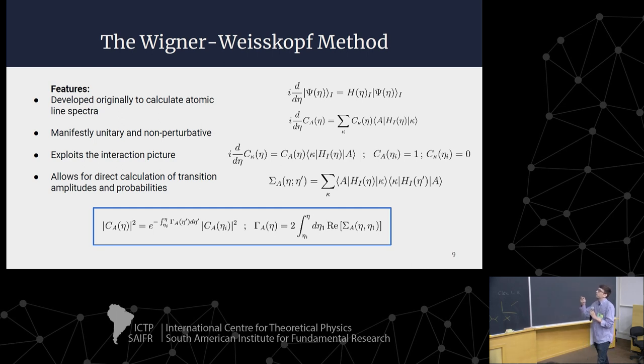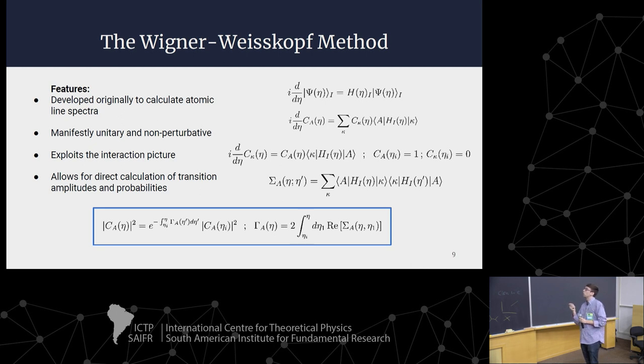So what does one do? I'm just going to fly through this pretty quickly. You write down the Schrodinger equation in the interaction picture. You expand in the Fock basis. This generates for you a hierarchy of differential equations. You close that hierarchy by choosing some initial conditions. You say, like, I'm starting out in a state A, right? This interaction Hamiltonian connects that state A to all the intermediate particle states, kappa. And each of those kappa states is connected back to A.